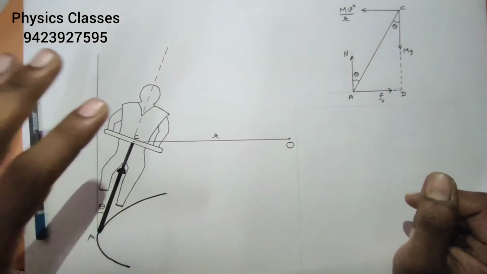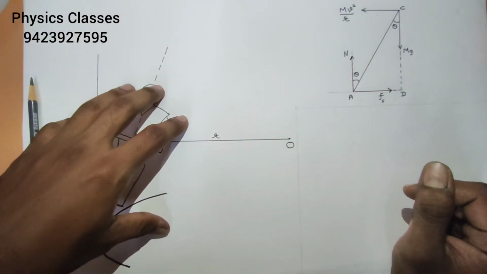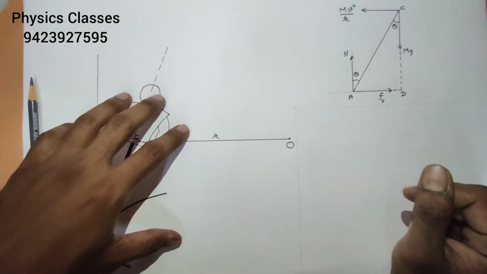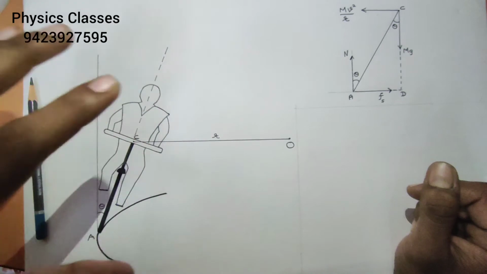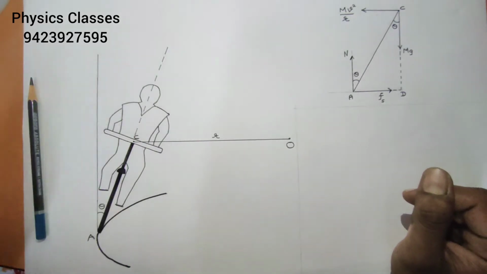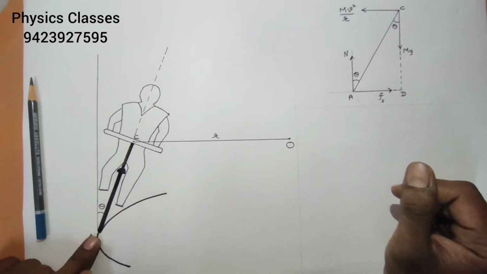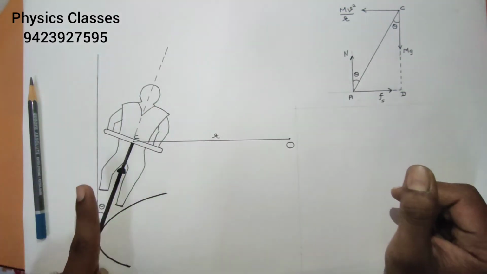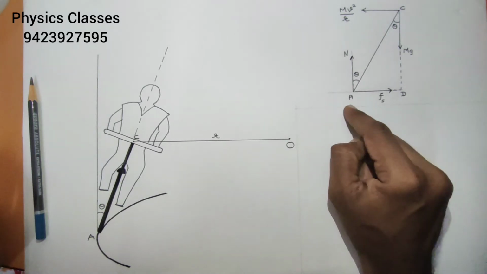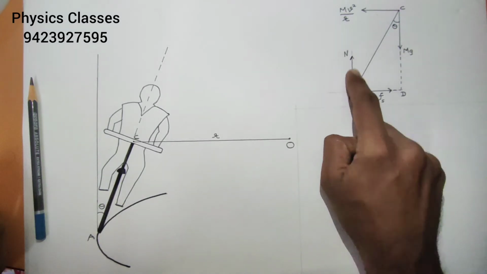Let us work from the frame of reference of the cyclist, that is the rotating frame of reference. In this frame of reference, the cyclist is in equilibrium. Let us talk about the forces acting on the system now from this frame of reference. The normal reaction will act from the ground on the system in the upward direction, which is perpendicular to the ground. I have shown that point A over here again. This is the normal reaction.